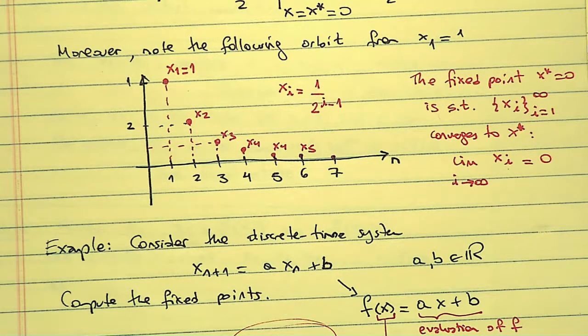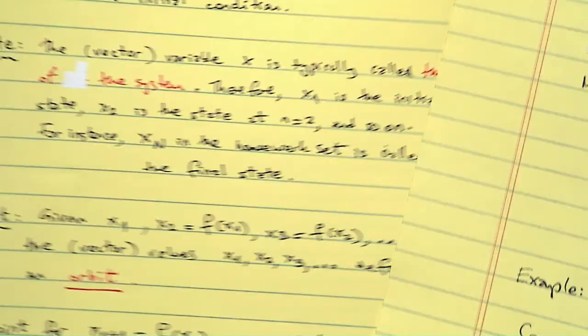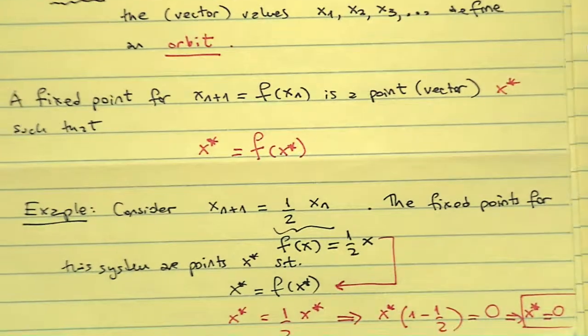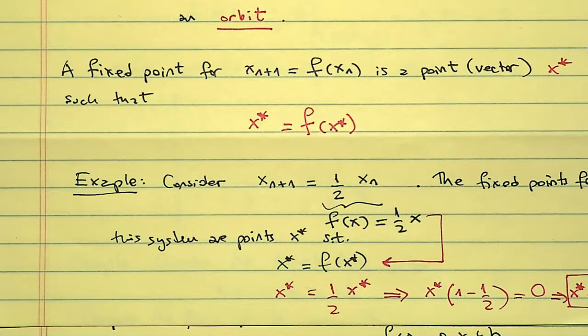There was one particular property we wanted to understand, which was: is there a value of my state where if I start, I stay? I'm going to call those the fixed points. Okay? How do we compute the fixed points? Well, we go to the definition of fixed points. We need to solve for this x star. We need to find all x stars such that this is true.